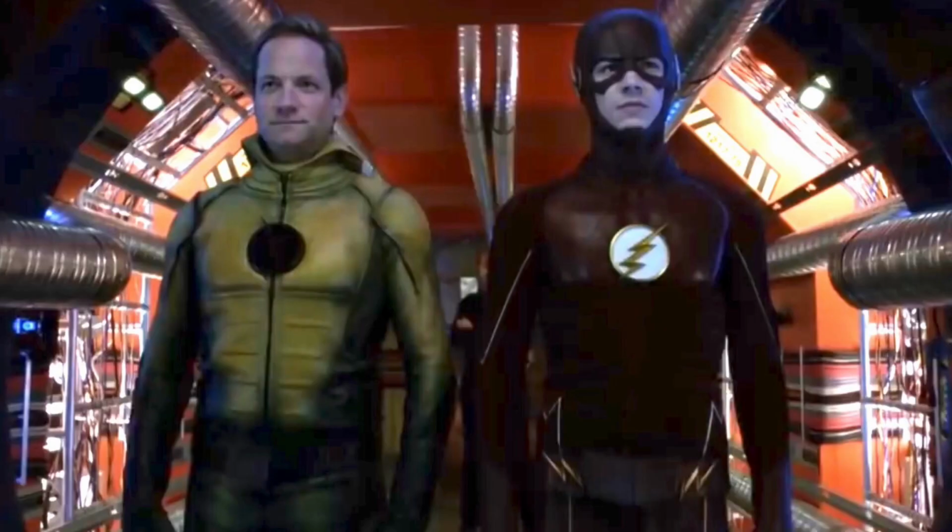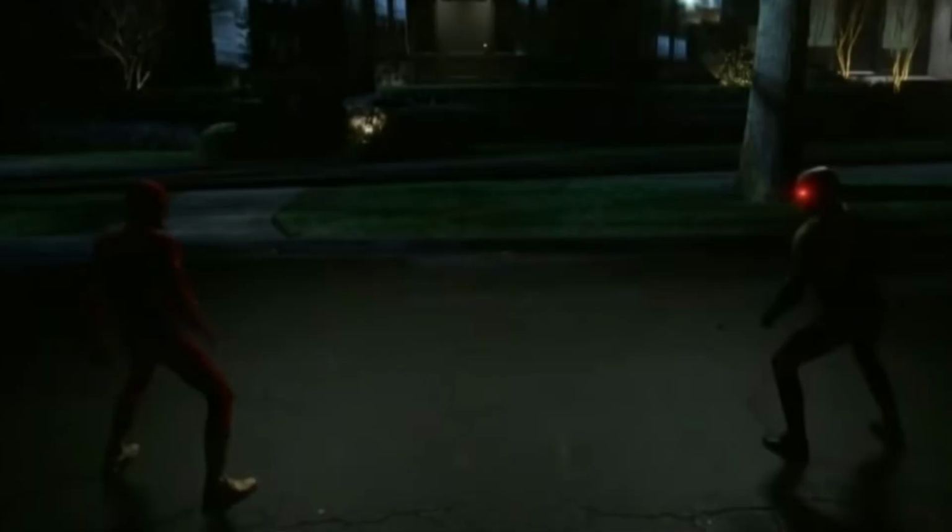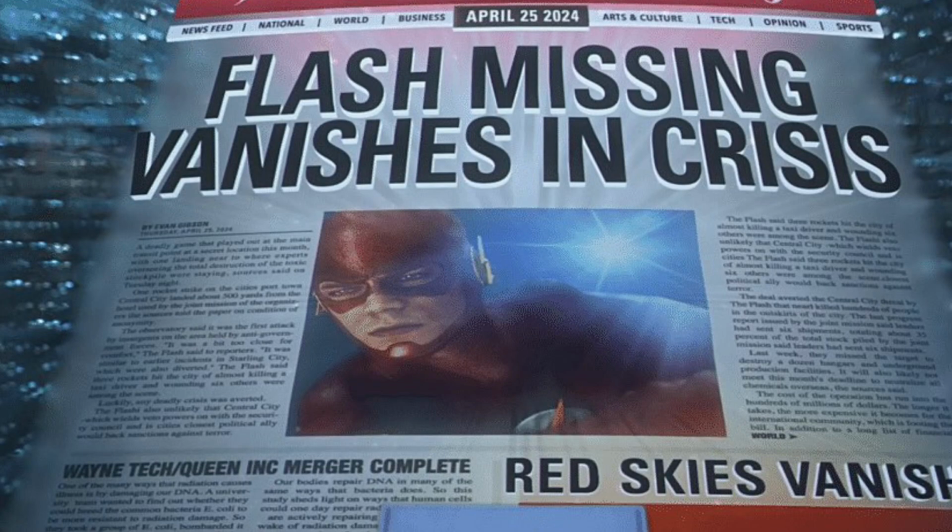Anyways, after Thawne is thrown back into the future, we can assume that he fights the original timeline Flash a few more times, probably across different times, until one day in 2024, the Flash and Reverse Flash meet each other on a street. The Flash comes with the Justice League, and Reverse Flash comes with an army of shadow demons. This, of course, is the fight that the iconic Flash Missing Vanishes in Crisis article is referring to, and at some point, maybe during this fight or before this fight, Reverse Flash ends up figuring out the identity of the Flash as Barry Allen.